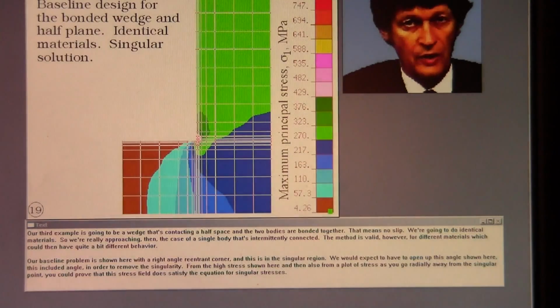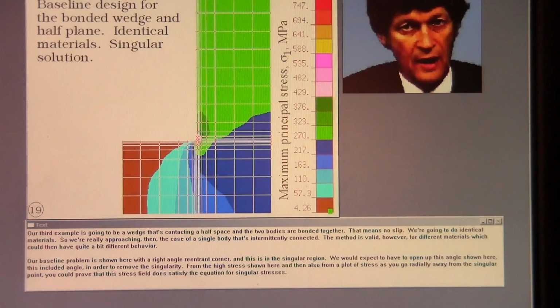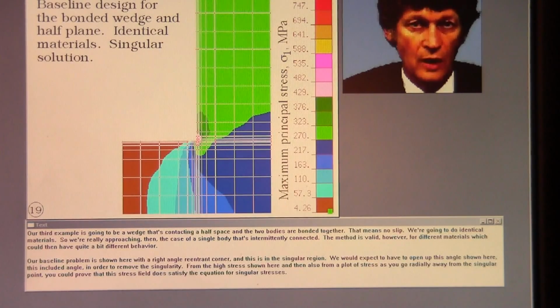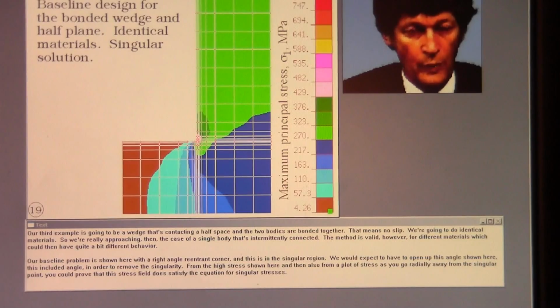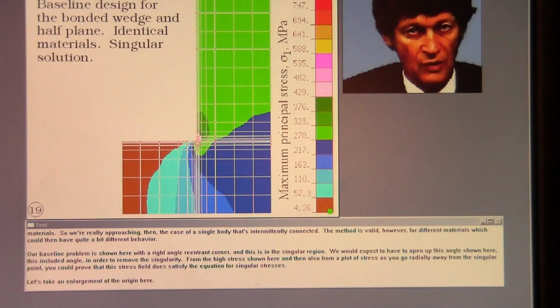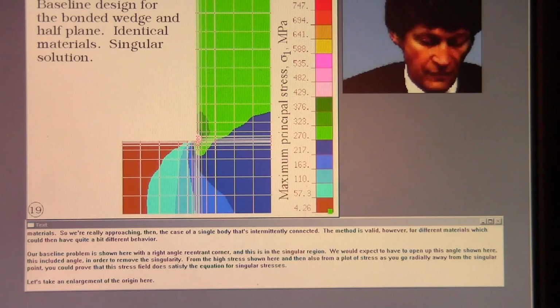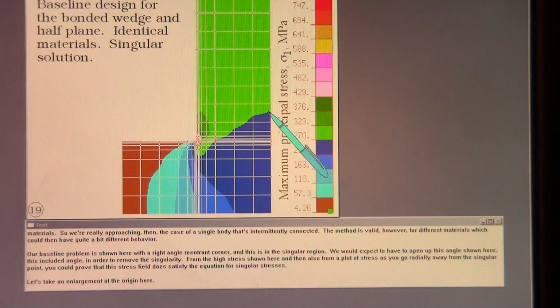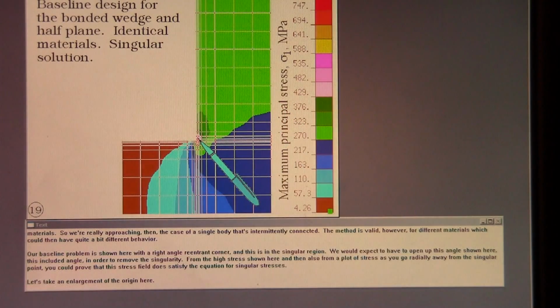Our third example is going to be a wedge that's contacting a half space, and the two bodies are bonded together. That means no slip. We're going to do identical materials, and so we're really approaching then the case of a single body that's intimately connected. The method is valid, however, for different materials, which could then have quite a bit different behavior. Our baseline problem is shown here with a right angle reentrant corner, and this is in the singular region.